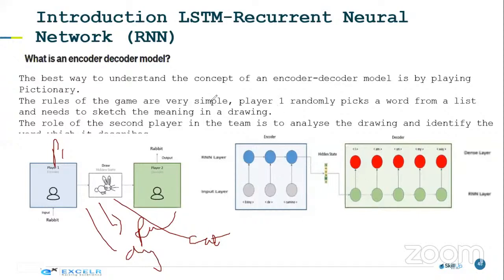Let's understand in terms of machine translation how things will work. Let's say in machine translation, I am giving this sentence: "Ich bin Vikas." That means my name is Vikas. This is a German sentence, Ich bin Vikas.